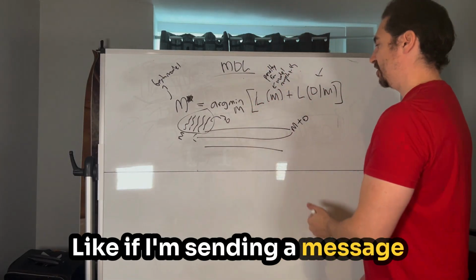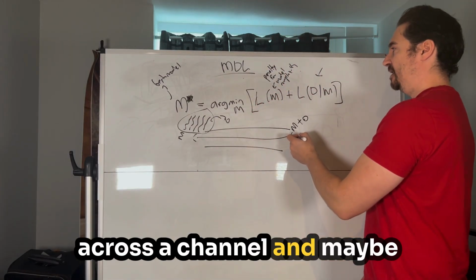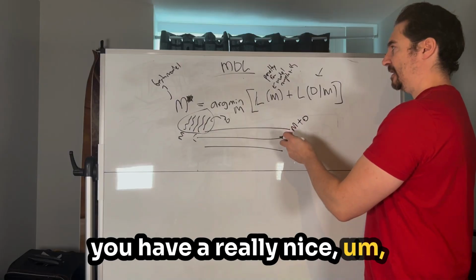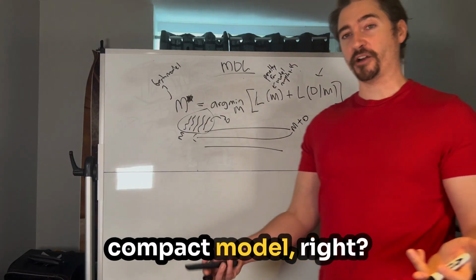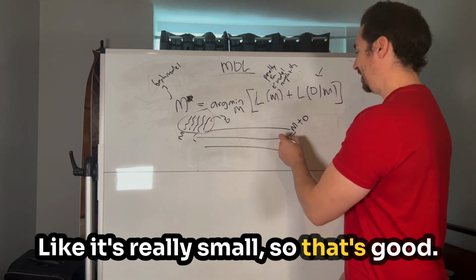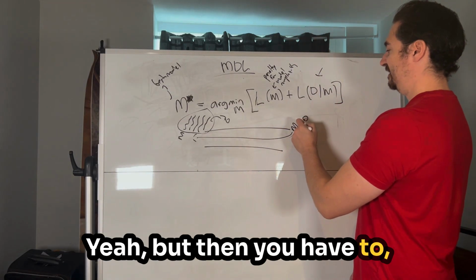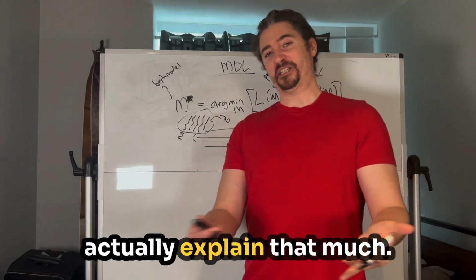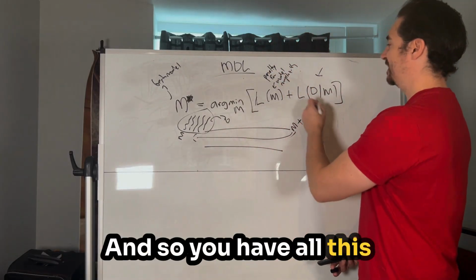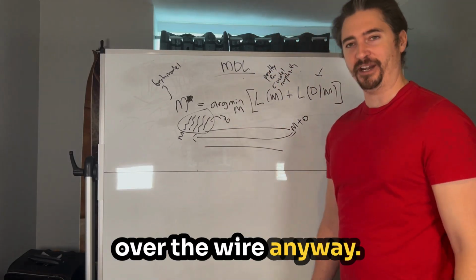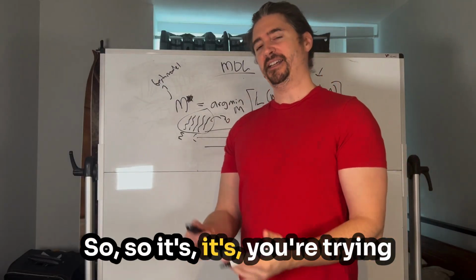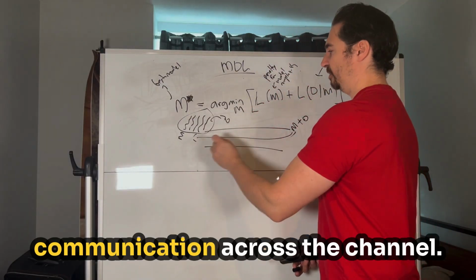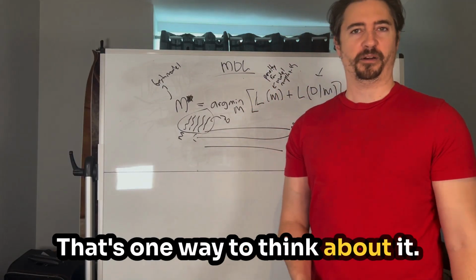Like if I'm sending a message across a channel and maybe you have a really nice compact model, right? Like it's really small. So that's good. But then because it's so small, it doesn't actually explain that much. And so you have all this extra stuff you got to send over the wire anyway, right? So you're trying to get really efficient communication across the channel. That's one way to think about it.